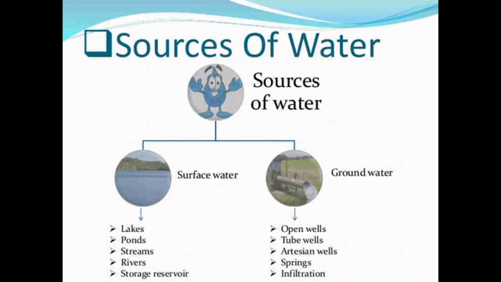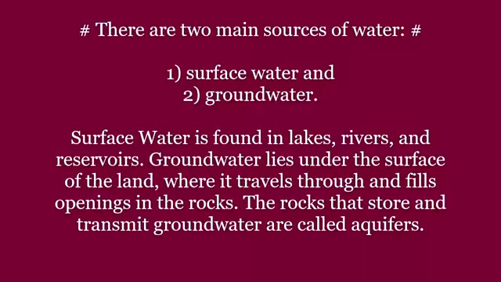Sources of surface water include lakes, ponds, streams, rivers, storage reservoir, and the sources of groundwater include open wells, tube wells, artesian wells, springs, and infiltration. So this was the different sources of water. Now move further.